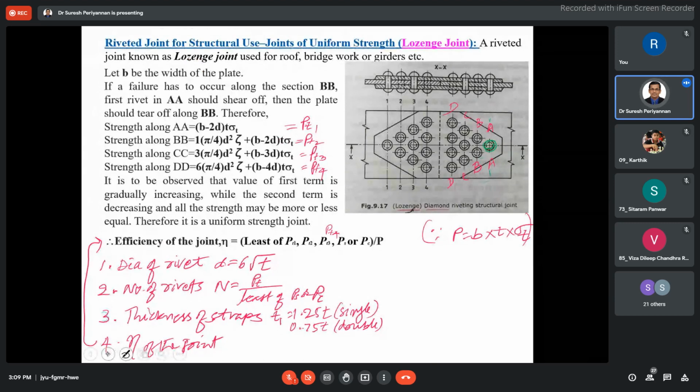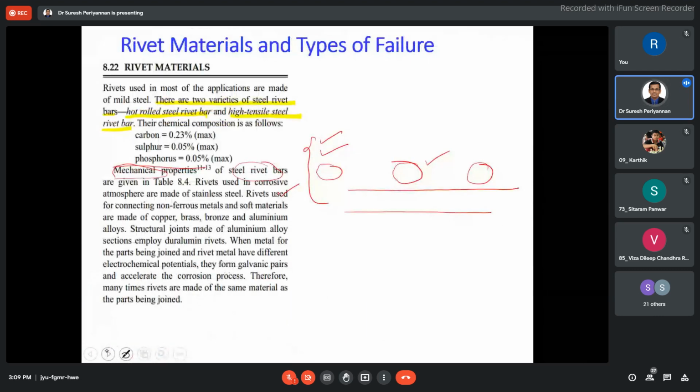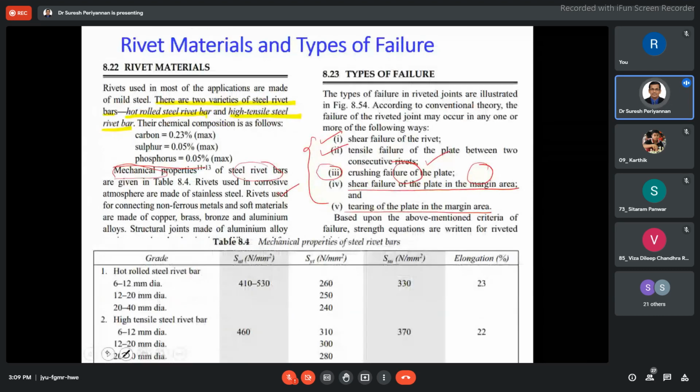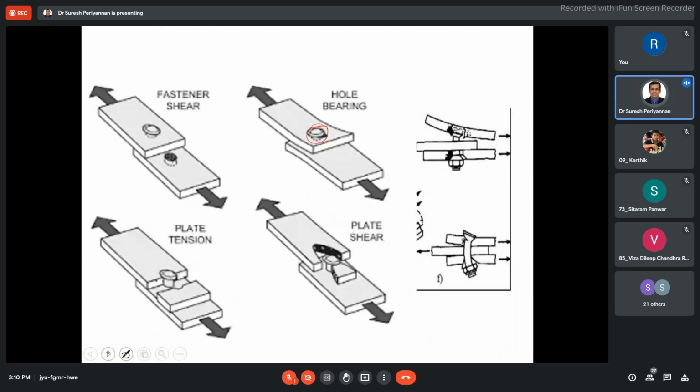We also discussed the riveted joint for structural applications, the rivet materials, and the standard table of rivet material properties. This is very important. Today we are going to concentrate mostly on this part.